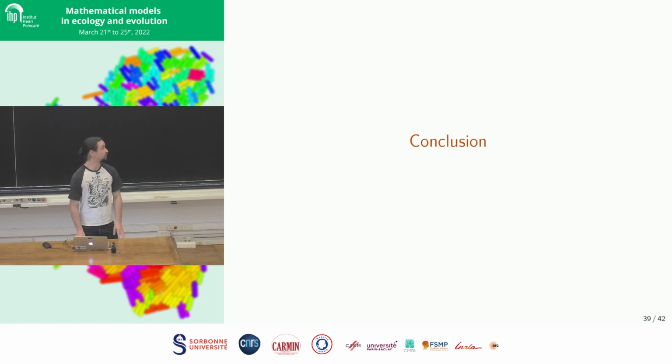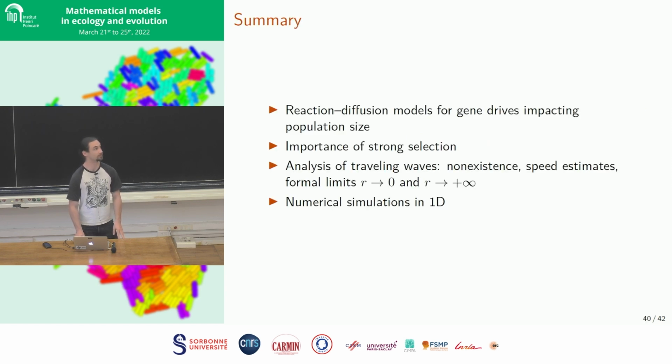As a conclusion, and I'm going to be right on time, that's wonderful. If I can summarize, we have reaction diffusion models for gene drives impacting population size, whether it's suppression or total eradication. And actually, you could use exactly the same systems for rescue drives if you wanted. We see the importance of strong selection, that is an S not close to 0, because this is where you can have eradication, for instance. Regarding the rigorous analysis of traveling waves, we are able to find non-existence results, speed estimates, and formal limits. And we have these nice numerical simulations in 1 dimension.